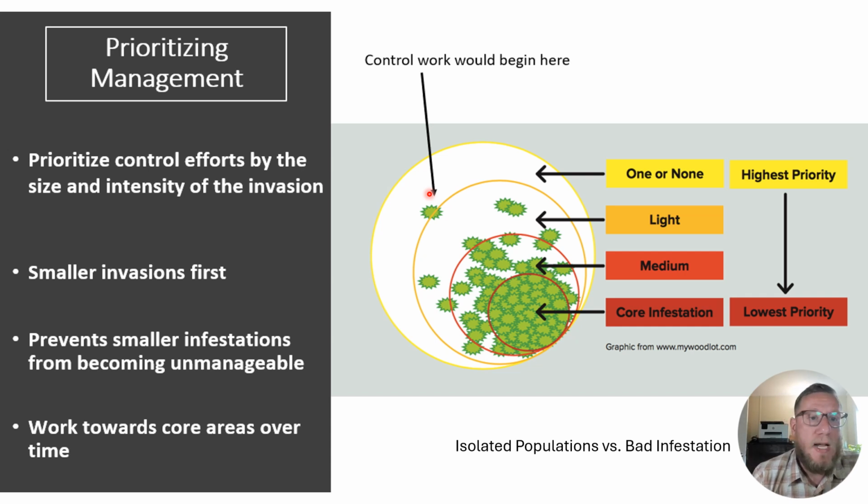So this is a way to prioritize control efforts based on the size and intensity of the infestation, managing our smaller infestations first. And what this really does is prevent smaller infestations from becoming unmanageable and working towards that core infestation. And I see it time and time again where folks will jump right in and attack these large populations, the core area. In the meantime, all these small populations are also getting out of hand and unmanageable as well. So it's good to nip those in the bud and eliminate them and then work on that core area after that.